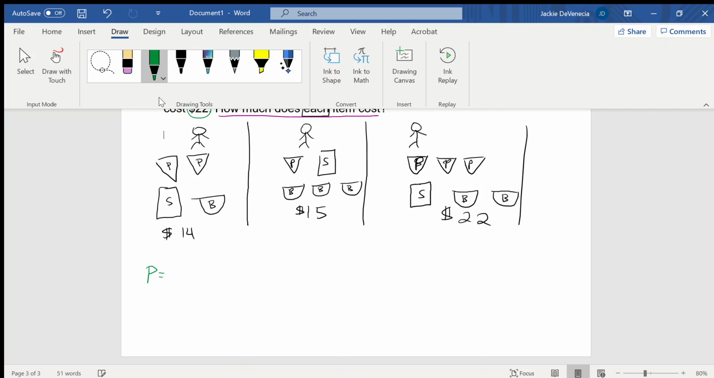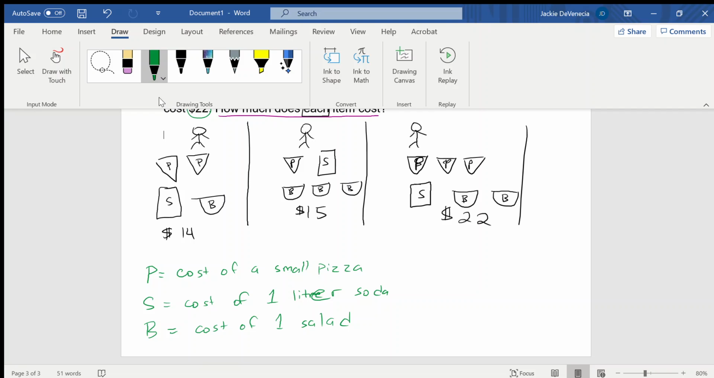So P will be the cost of a small pizza. S will be the cost of 1 liter soda. And B is the cost of 1 salad. Okay, so now that I have these variables named out, I can go ahead and write my equations. So we can write it out like this.